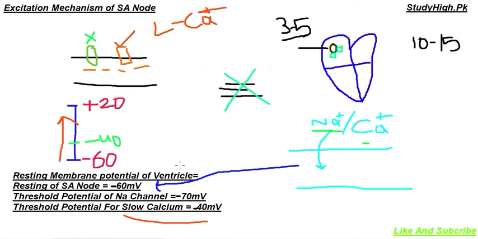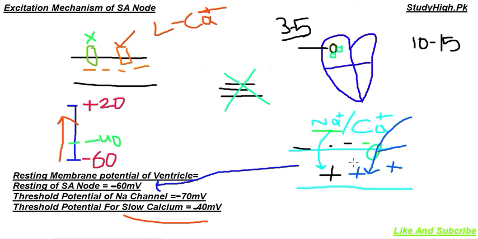So when it crosses -40 millivolts, the calcium channels present in the cell membrane of the SA node will open. As a result, more calcium will start accumulating inside the cell of the SA node, or natural pacemaker. So the inside becomes more positive as compared to the outside. As a result, an action potential has been generated. In this way, the action potential has been generated.